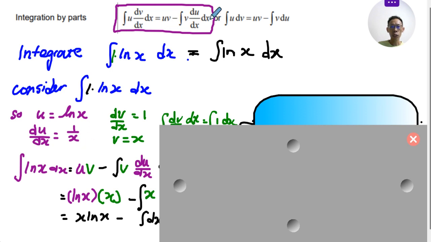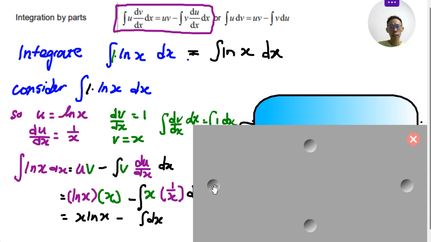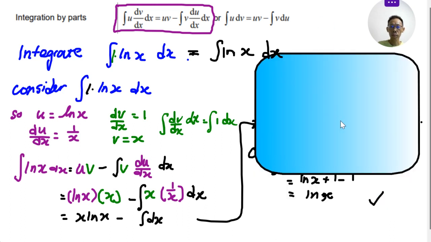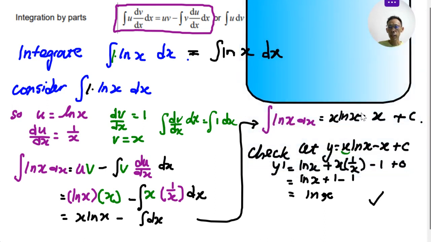Then I'll just put them into this particular formula. So uv, so I will have ln x times v, which is the x, minus the integration of v, that's the x, times du dx, which is 1 over x dx. So simplifying this, I get x ln x minus the integration of dx. But the second part is just going to be simply x plus c.